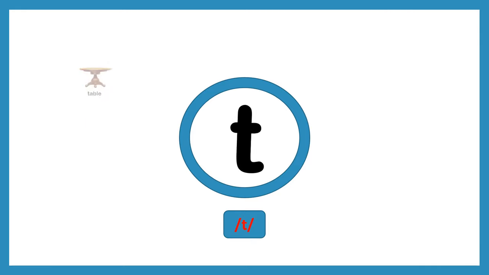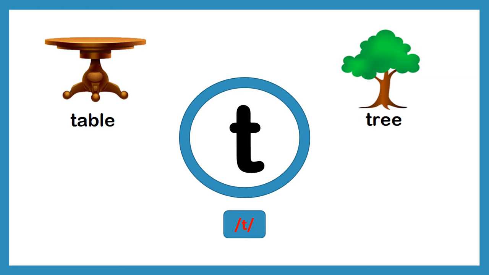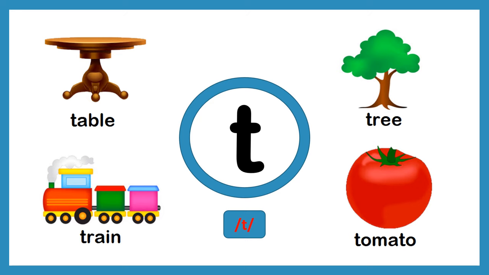T: table, tree, train, tomato. Sound of T is not exactly T, it's T.